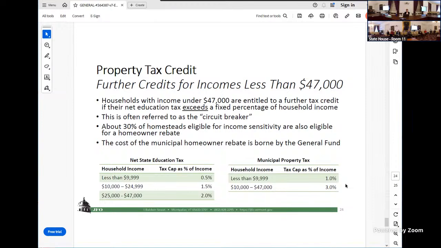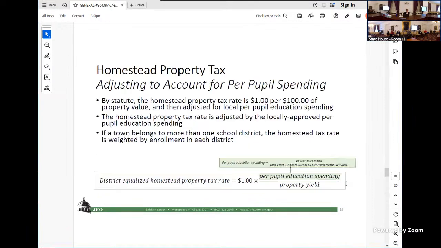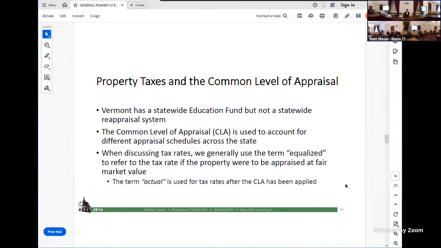Back a ways about CLA, having been through the reassessment process in my town and changing our CLA, I don't recall whether the CLA comes into play in any way on non-homestead? Yes. So it affects the tax rate for the education. Precisely.